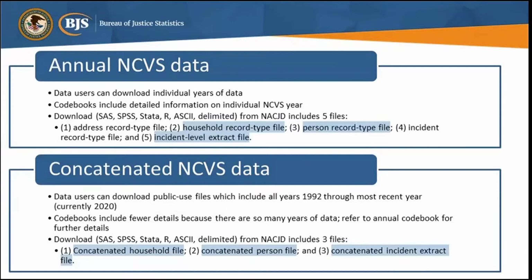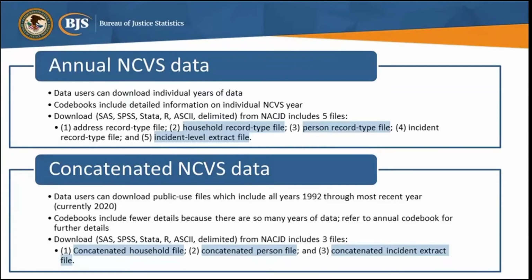The household file contains information about the household. A primary use of this file is to estimate the number of households in the U.S. The person file contains information about each household member aged 12 or older. The primary use of this file is to estimate the number of persons aged 12 or older in the U.S. The incident file contains information from the incident report completed for each household incident or person incident mentioned during the NCVS interview.